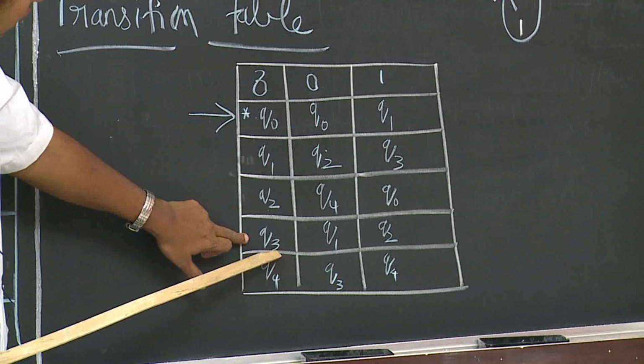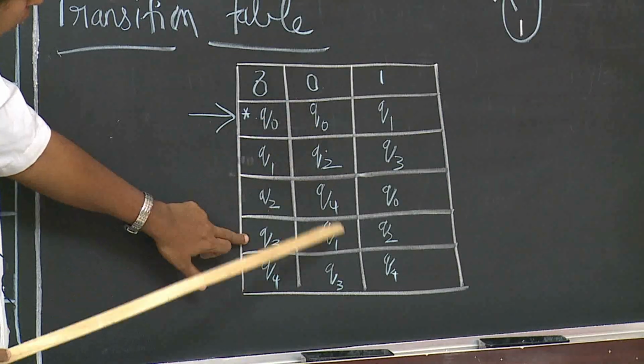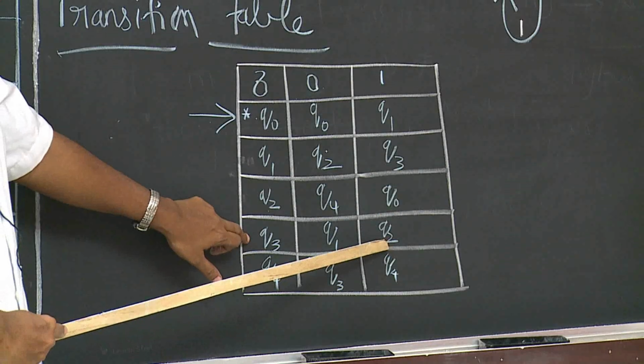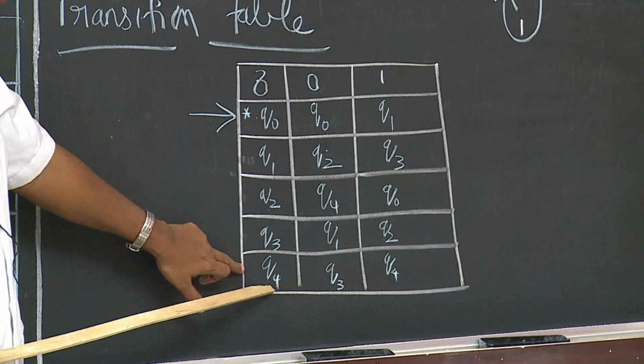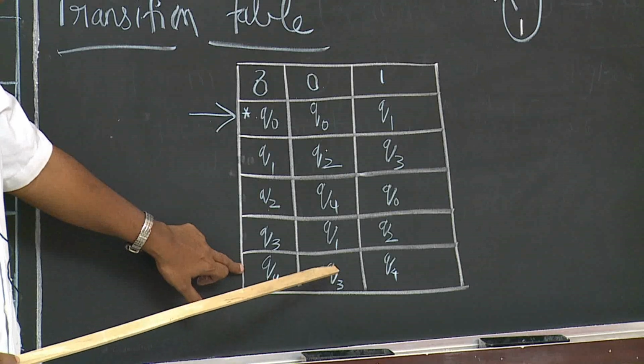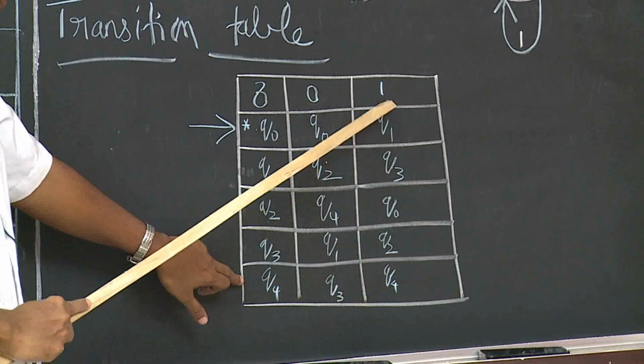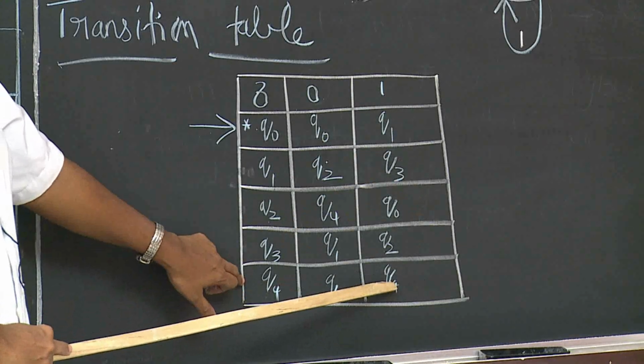In case of Q3, after accepting the symbol 0, it goes to Q1. After accepting the symbol 1, it goes to Q2. Finally, in case of state Q4, after accepting the input 0, it moves to Q3. And finally, accepting the input symbol 1, it remains in Q4 itself.